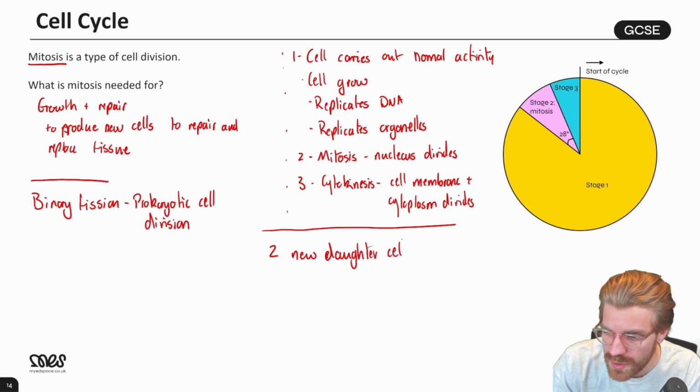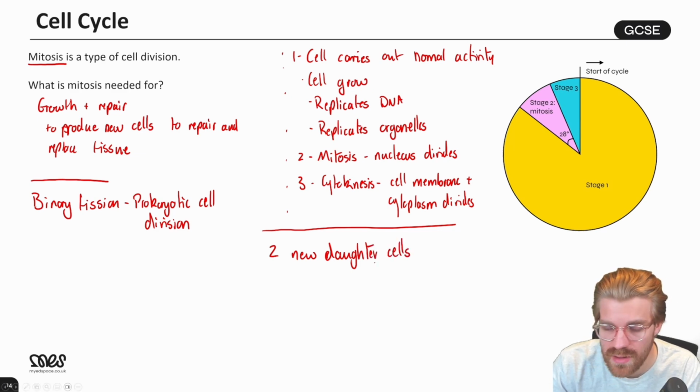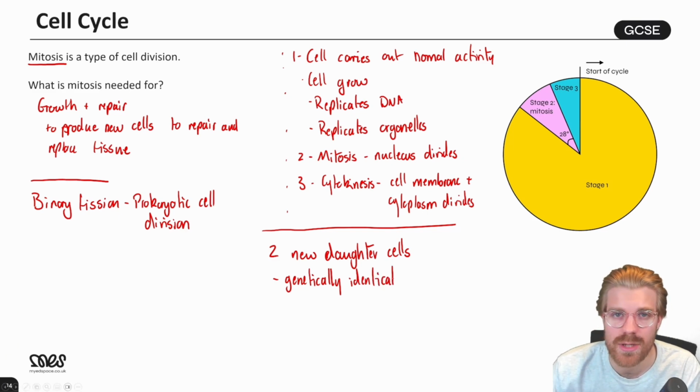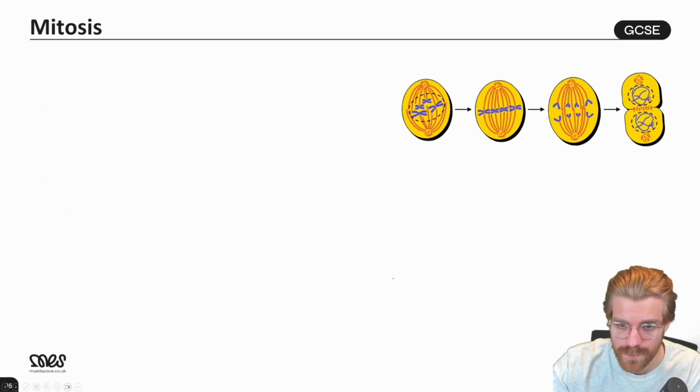They are always referred to as daughter cells, even if the individual is biologically male. These two new daughter cells are also genetically identical to each other. Remember how that DNA was replicated before the division. It means that each of those daughter cells will get one copy of the DNA, and that means that they are identical. Let's go through this process of mitosis in a little bit more detail.